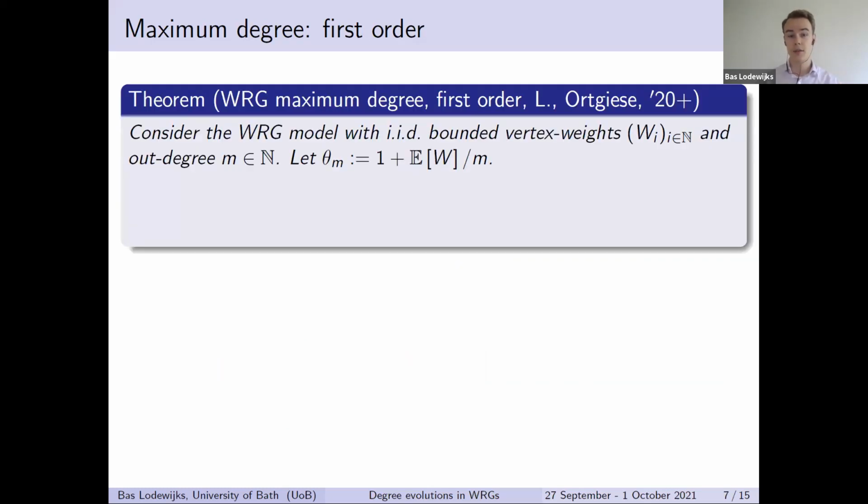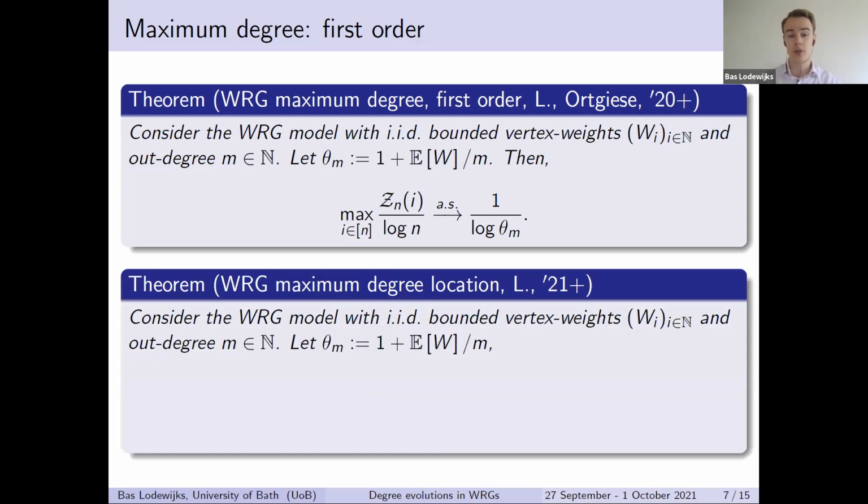So if we consider this weighted recursive graph model with bounded vertex weights and an out-degree m, if we then set theta_m to be the solution to 1 plus the mean of the weights divided by m, then we find that the maximum degree divided by log n converges almost surely to 1 over log theta_m, and this constant is indeed larger than m over the mean of the weights. And very recently, I've been able to show a result on the location of the maximum degree.